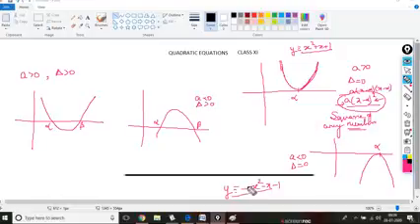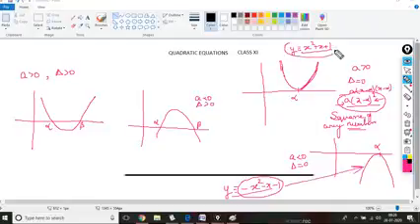This is not an equation, this is an expression. So this expression is always negative. It never ever becomes positive. And this expression is always positive. It never ever becomes negative. This expression, when a is less than 0 and delta is greater than 0, is positive for some, negative for some. Similarly, this is also positive for some, negative for some.